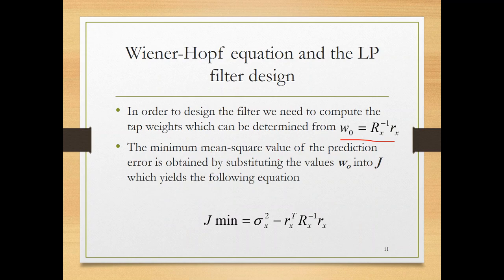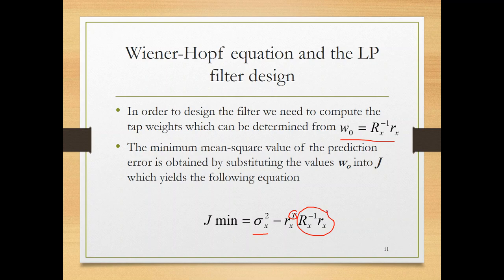The minimum mean square value of the prediction error is obtained by substituting the values W0 into J. Now you obtain W, the W that minimizes the error. I tell you, calculate the minimum error that you have obtained due to this design. You just say J min, which we derived previously to be sigma square minus Rx transpose multiplied by Rx inverse Rx.